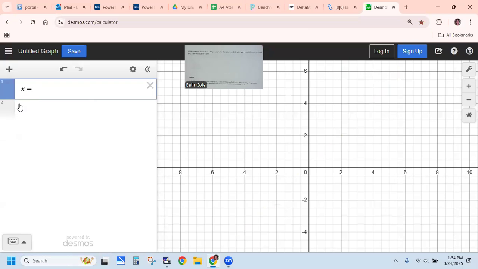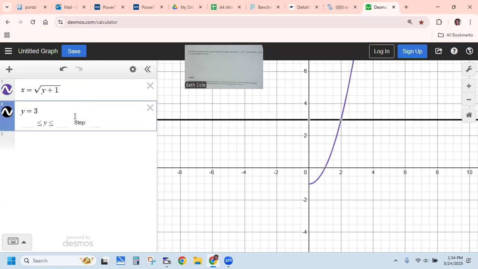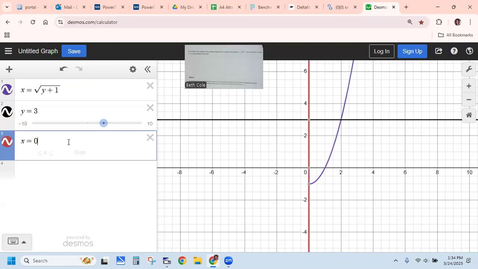X equals square root of y plus 1. All right, so something like that. What were the other graphs? X equals 0, that's just your y-axis, and y equals 3. Here, I'll just type them both in. You can see it. Okay.